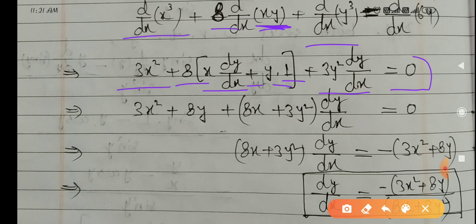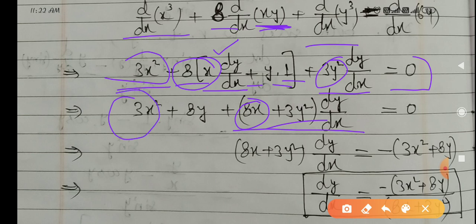There are two terms having dy upon dx: this term 8x dy upon dx and 3y square dy upon dx. So I have taken these two terms together, and dy upon dx I have taken common. So what will remain inside the bracket? 8x plus 3y square. Now the remaining terms together I have taken, 3x square and this 8y. When you multiply inside the bracket, it will become 8y plus 8y.